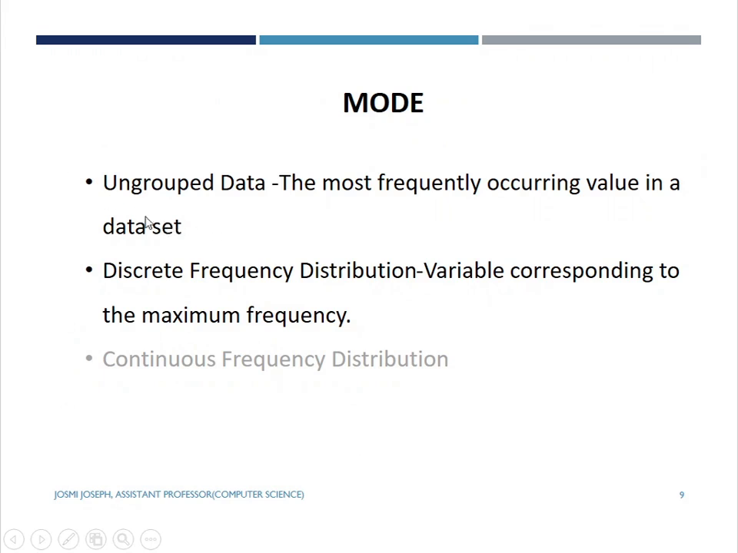Here we have already seen how to calculate the mode for ungrouped data and for the discrete frequency distribution. For ungrouped data, the most frequently occurring value in the data set is the mode, and for the discrete frequency distribution, it is the variable corresponding to the maximum frequency. And for the continuous frequency distribution, how to calculate the mode, we will see in the next session.